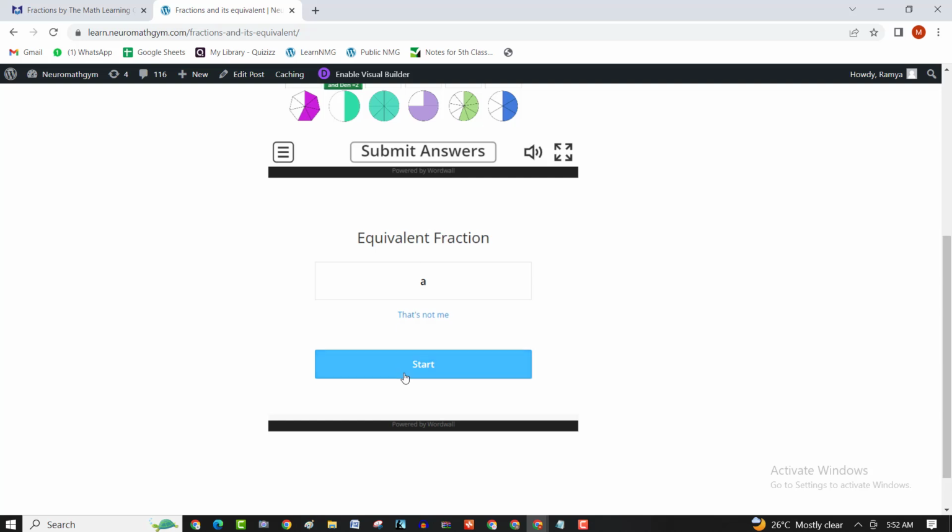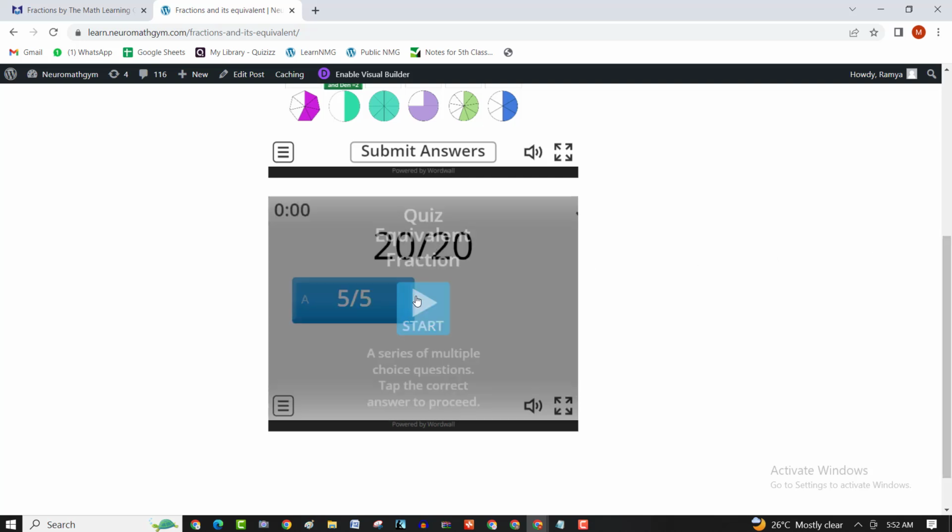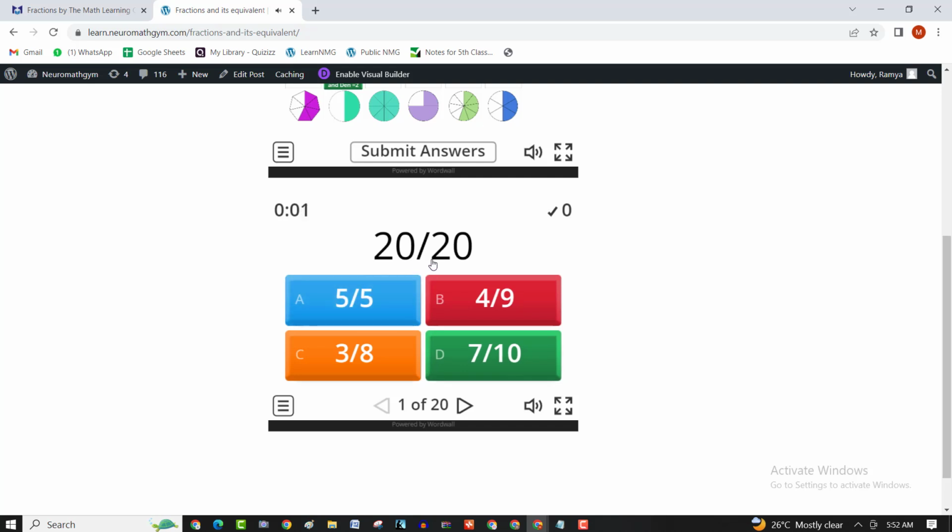The second game is equivalent fraction. If you click on this equivalent fraction, 20 by 20 is equivalent to which fraction? So whether 5 by 5, 4 by 9, 3 by 8, 7 by 10, you just imagine 5 by 5 and 20 by 20 is equivalent fraction. Why? 5 into 4 is 20, 5 into 4 is 20. So this is equivalent fraction. You are going to identify what is the correct equivalent for this.